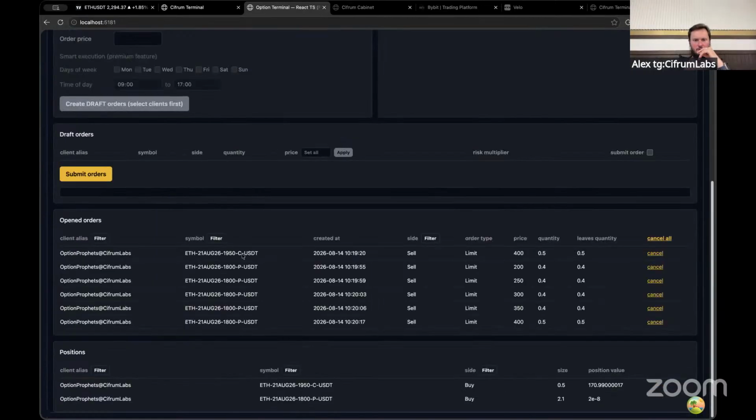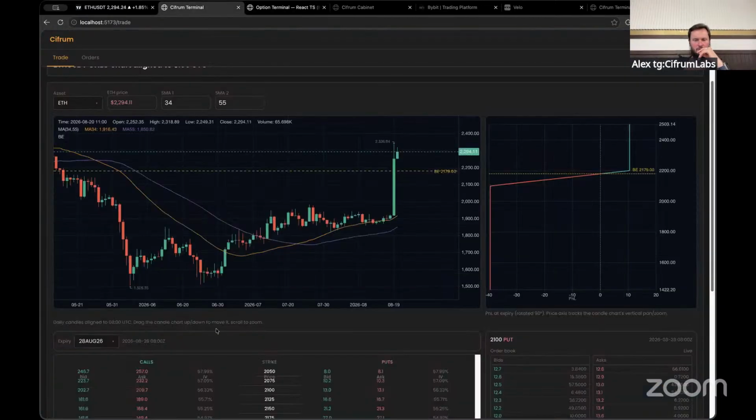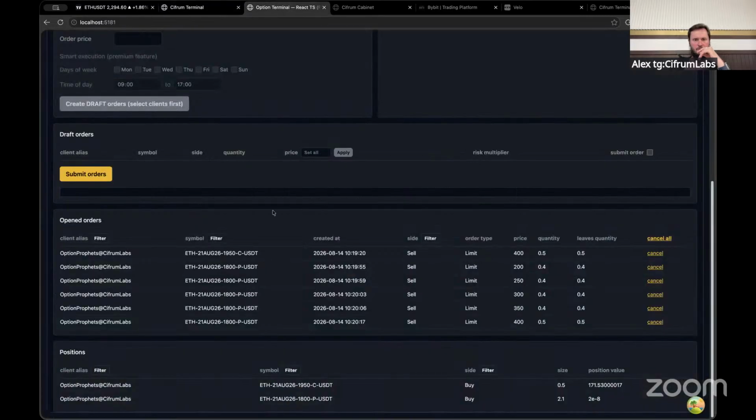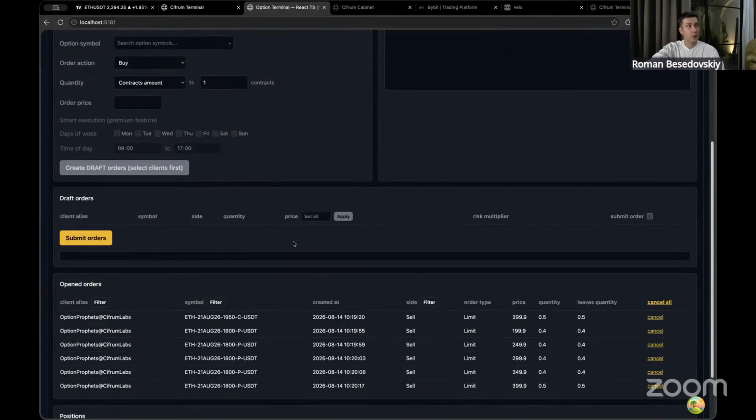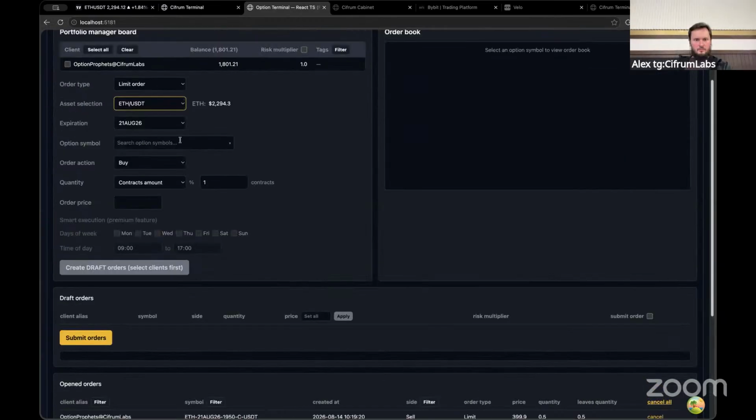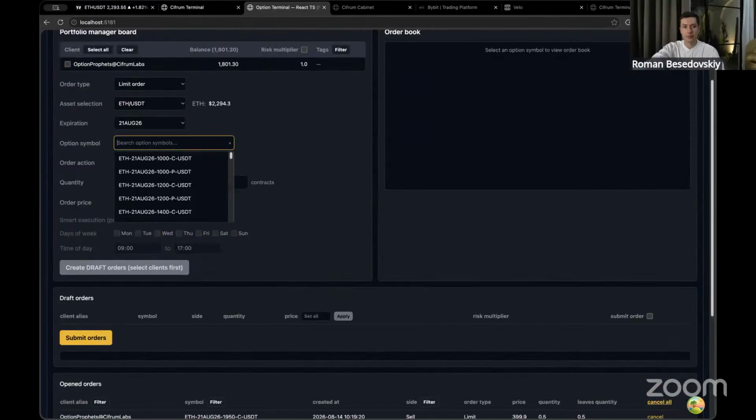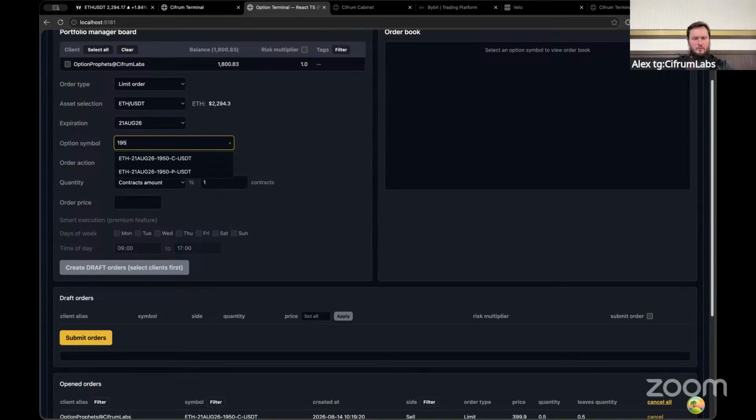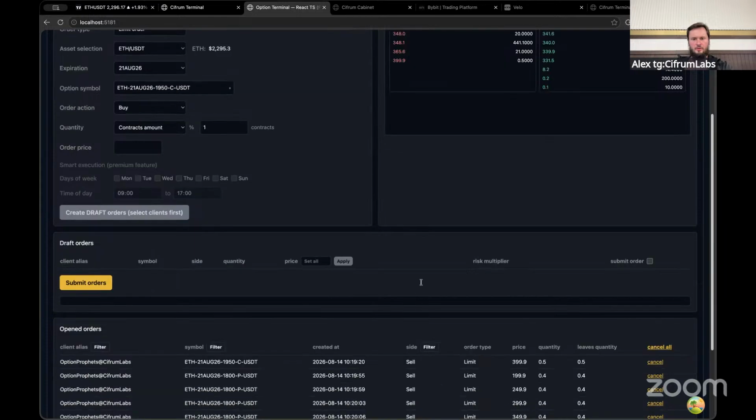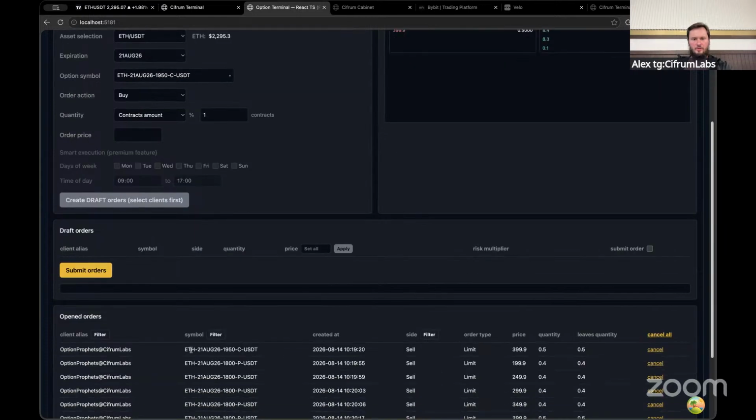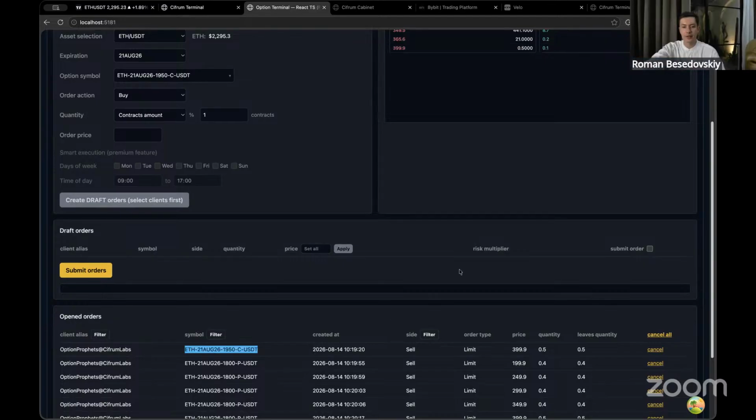What's the current price of the 1950 call, August 21st? I think that it is about 350. Option call buy, yes, 350. What do you think of selling that, closing this position? I think it is taking good profit. I think it is a good idea.